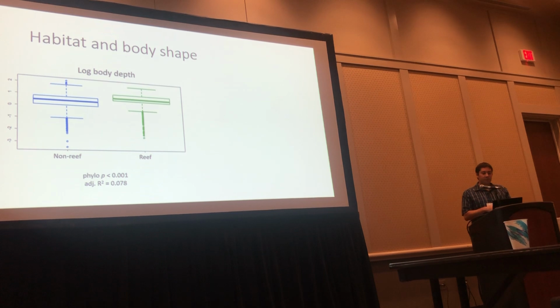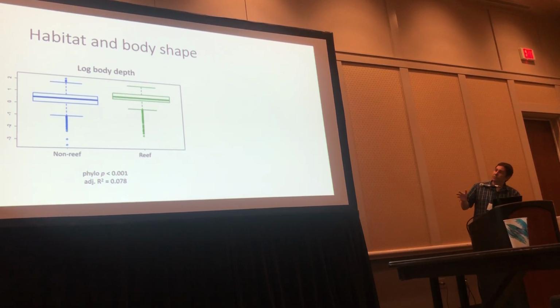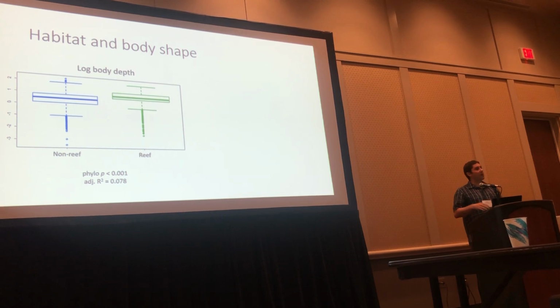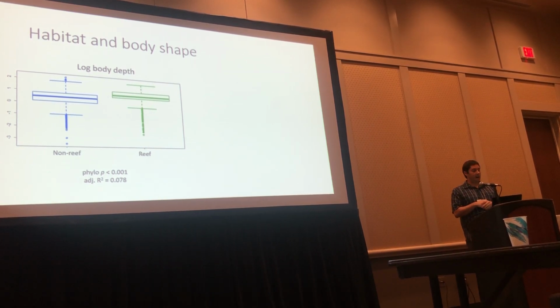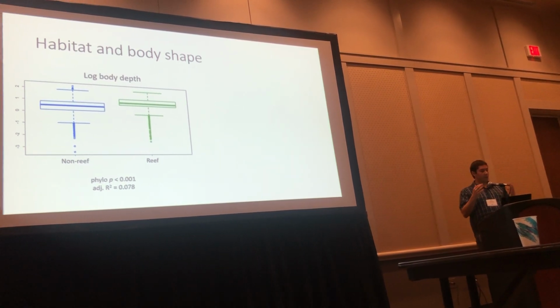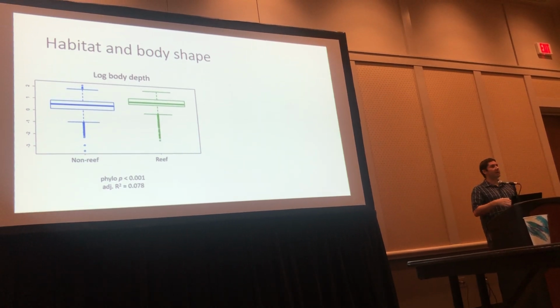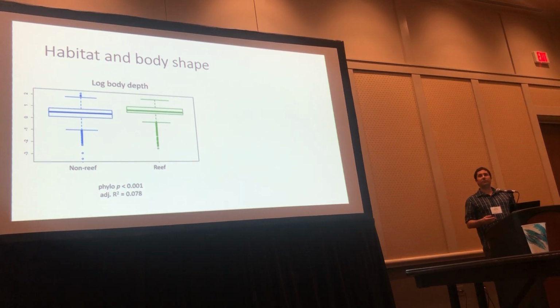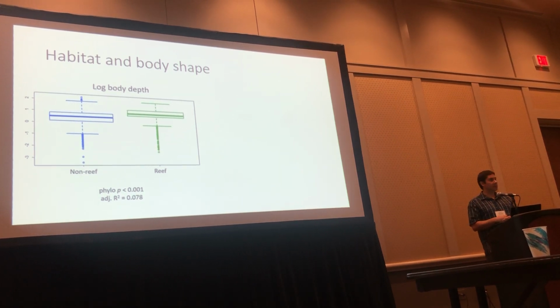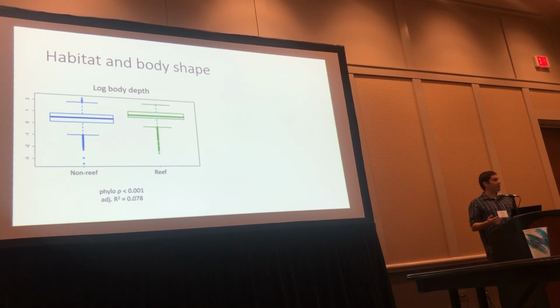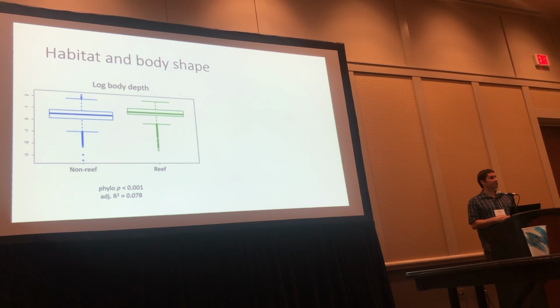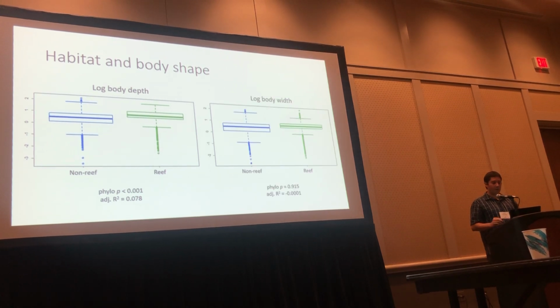The other thing that I'd like to bring your attention to is the R-squared values, which may seem kind of low, but in this case, we can see that our reef and non-reef categories explain about 8% of the variation in depth, which at that macroevolutionary scale, when we consider that there are so many other factors that come into play to affect morphologies, is still quite an impressive amount of variation that's explained by that.